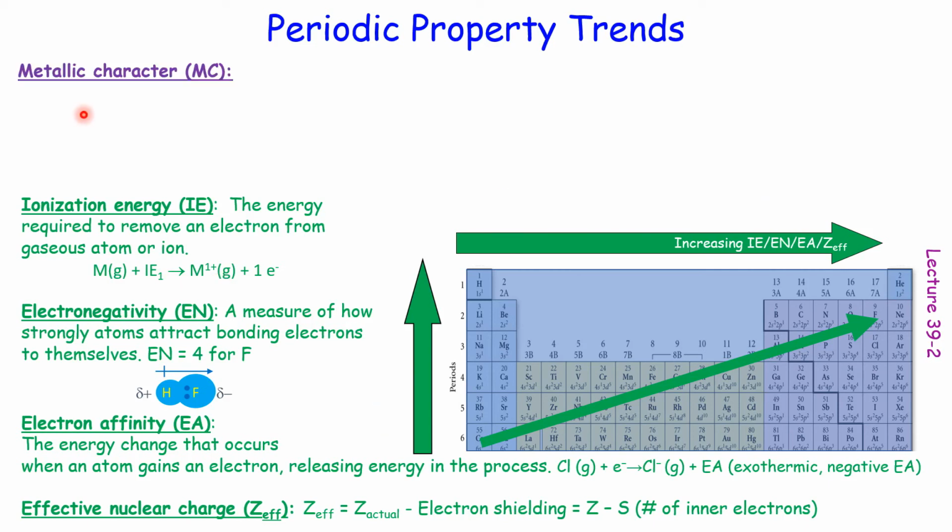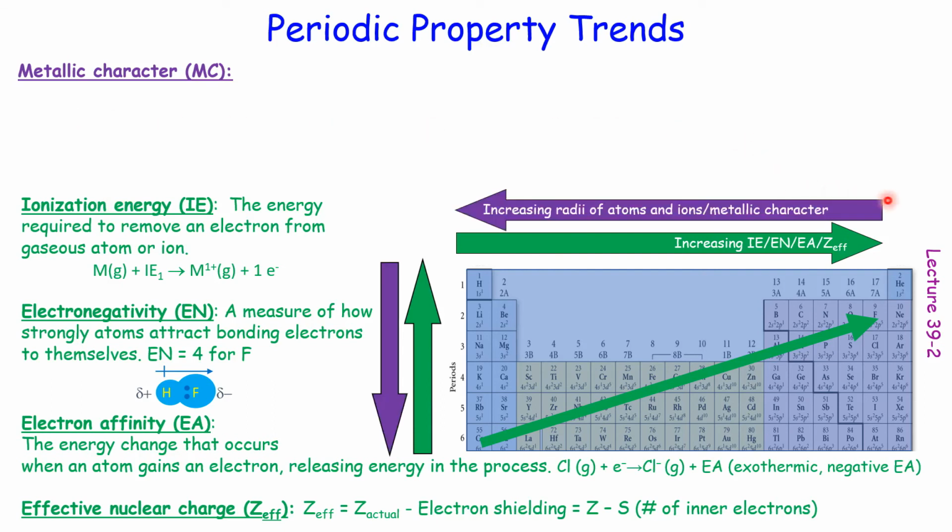Now let's look at the opposite trend: metallic character as well as atomic and ionic radius. They increase from right to left, from top to bottom. First, let's take a closer look at metallic character.